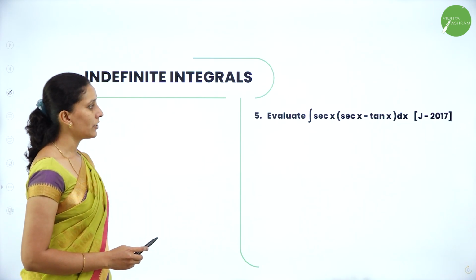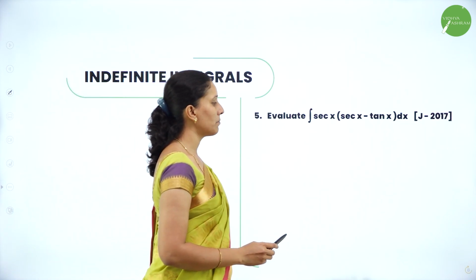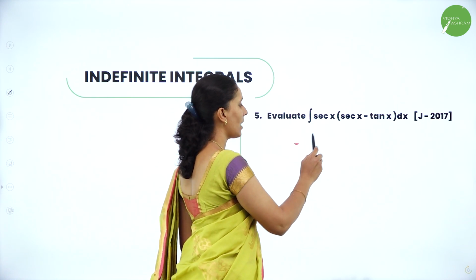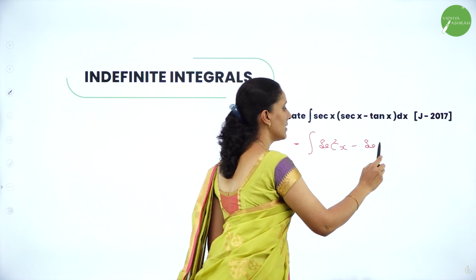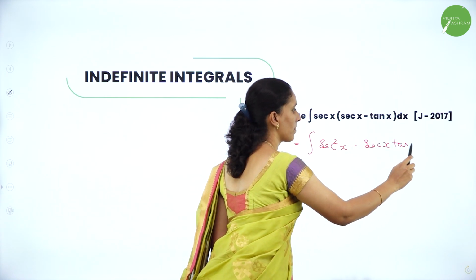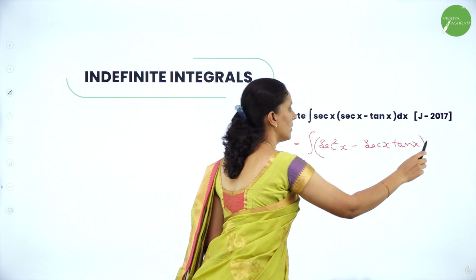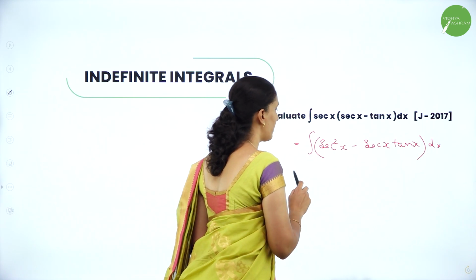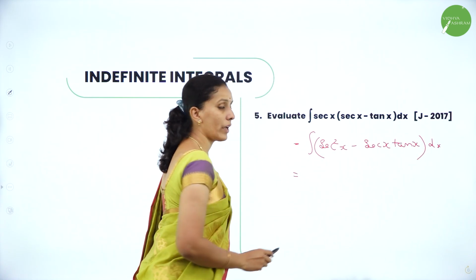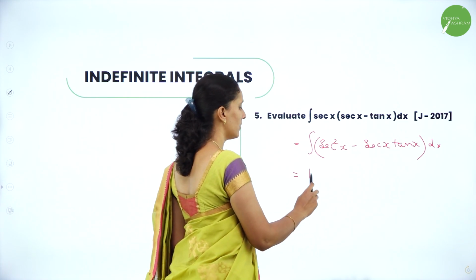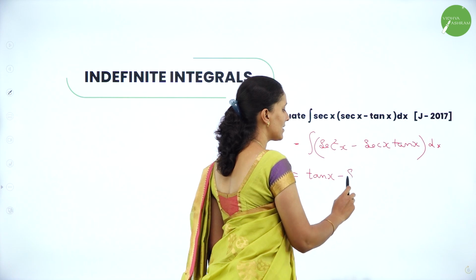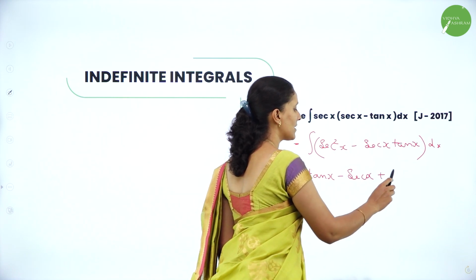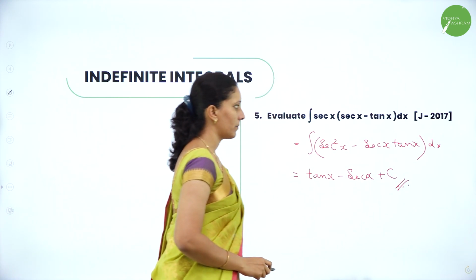Next, integration of secant x minus tan x dx. So this can be written as integration of secant square x minus secant x tan x into dx. So we can apply the integral separately. So integral of secant square x dx will be tan x here, minus integral of secant x tan x is secant x plus c, integration constant.